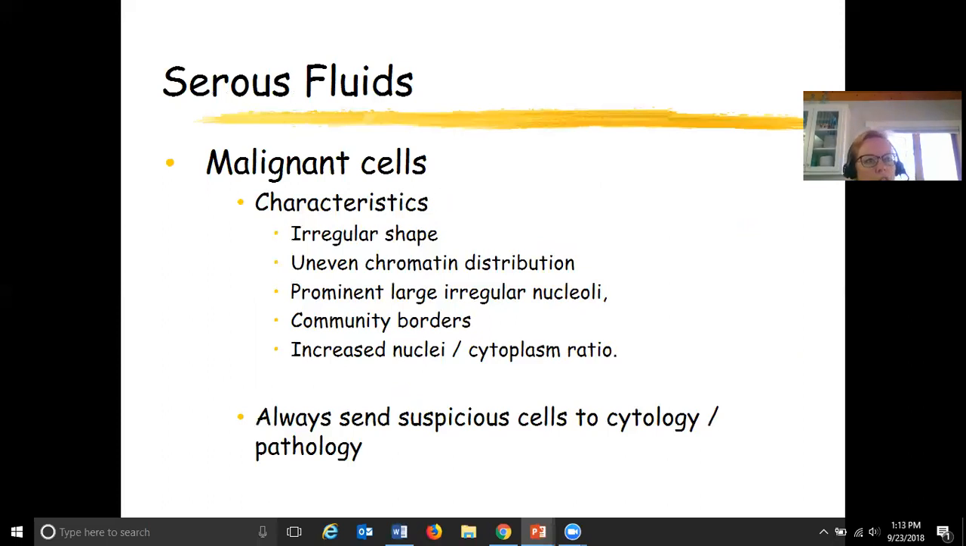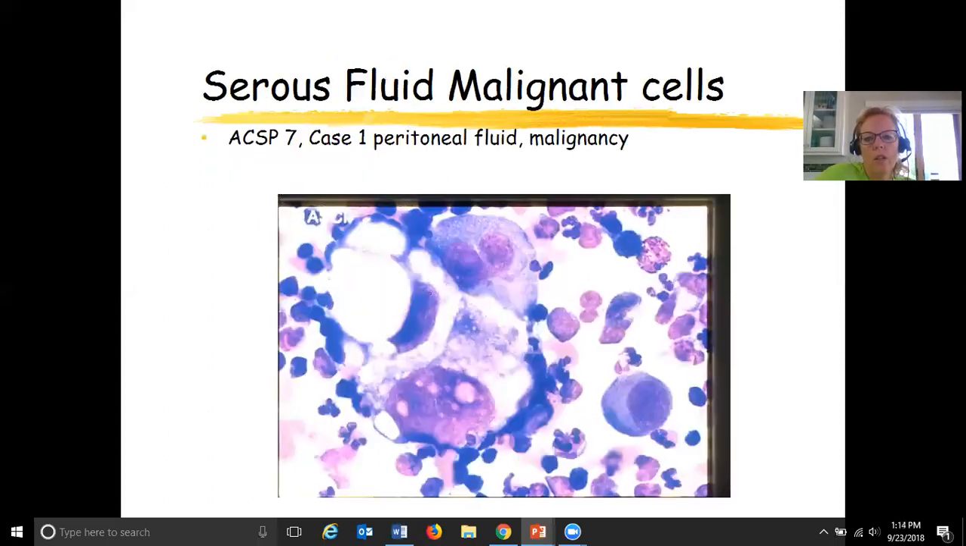Even if you have cells that you think are maybe mesothelial cells, you would still send them to cytology because you're not qualified to give the final call on those. So here's an example of malignant cells. There's a mesothelial cell. These are big, nasty malignant cells, and there are huge vacuoles in them. That's from a peritoneal fluid, so from an abdominal cavity. You can see how big these cells are in relation to the white blood cells.